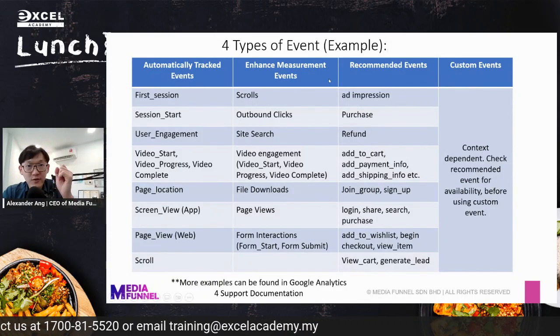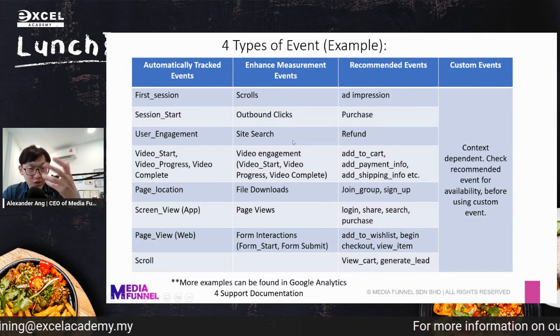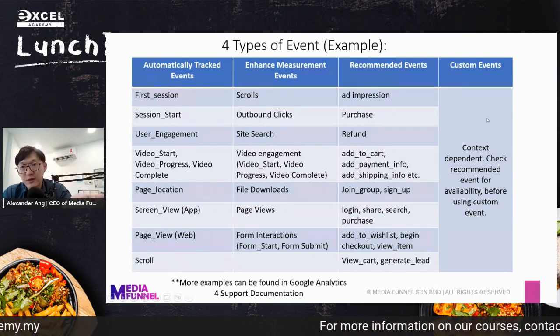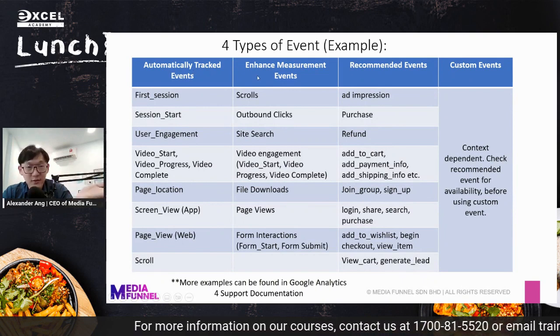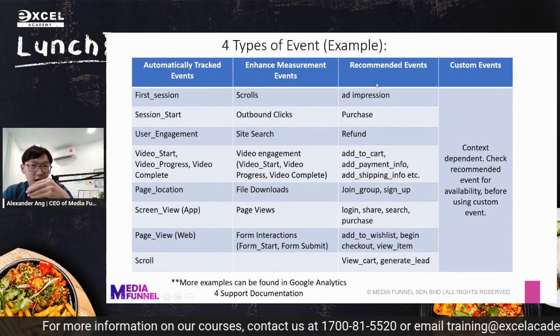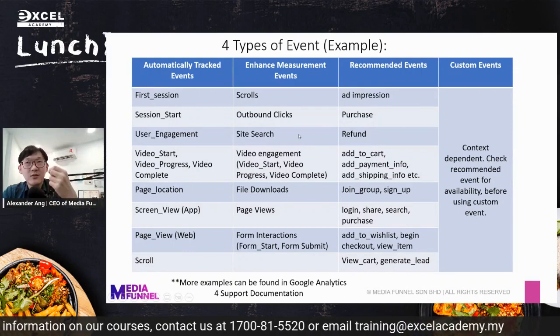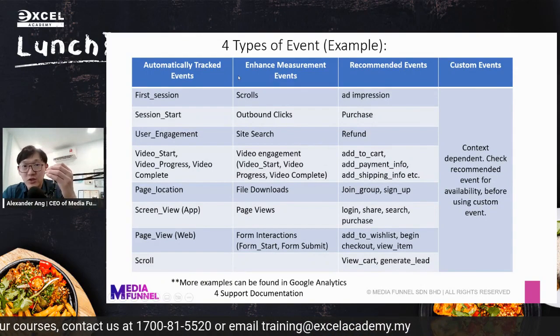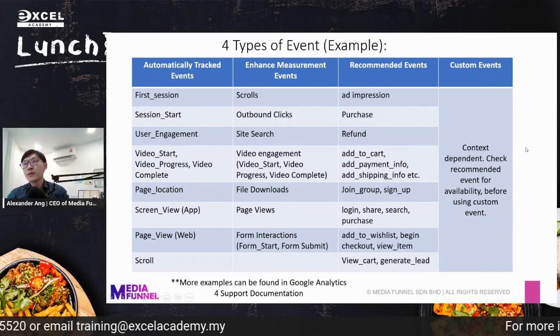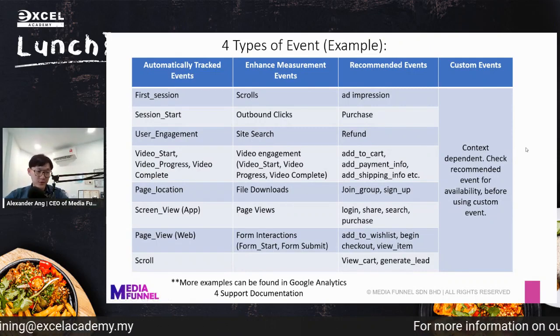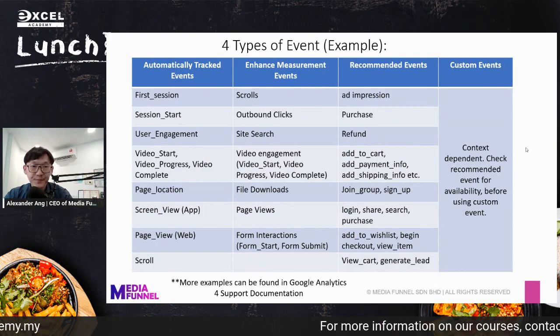If all else doesn't have any events that you want, it's not inside here, you can use custom event. So you need to check whether here got or not, here do you have, here do you have. If everything doesn't have, there's certain things that you want to track, but it's not appearing here, you can use custom event. Okay, so this is events.